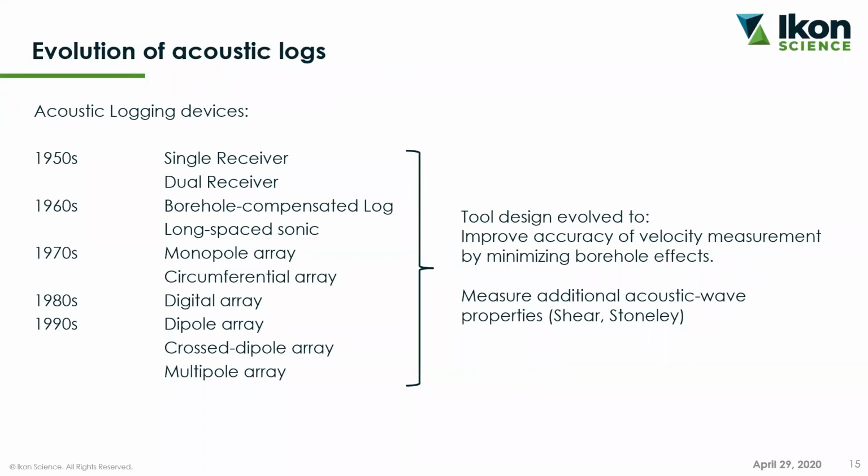Now we're going to talk a little bit more about acoustic logs, primarily DT and DT shear. Acoustic log devices have been around for quite a while now. From the 1950s, we started measuring with single receiver transmitter type tools, going into the 60s, 70s, and 80s with more borehole compensated type tools and long spaced sonic. Then we moved to more modern tools like the array tools, where the tool design has improved the accuracy of velocity measurements by minimizing the borehole effects, and obviously measuring additional acoustic wave properties like the shear and Stoneley.